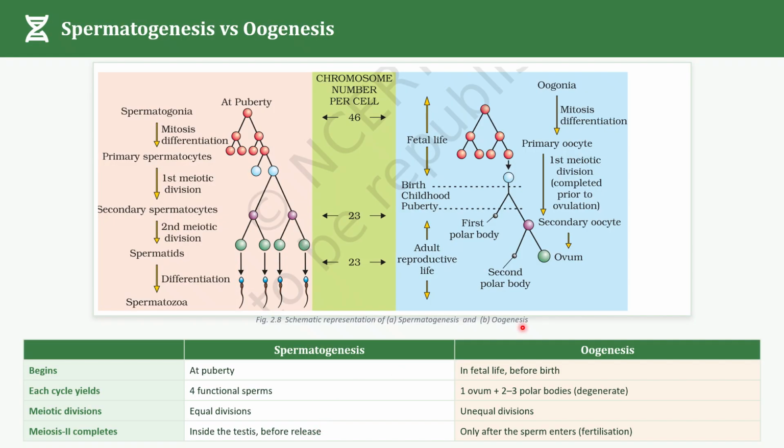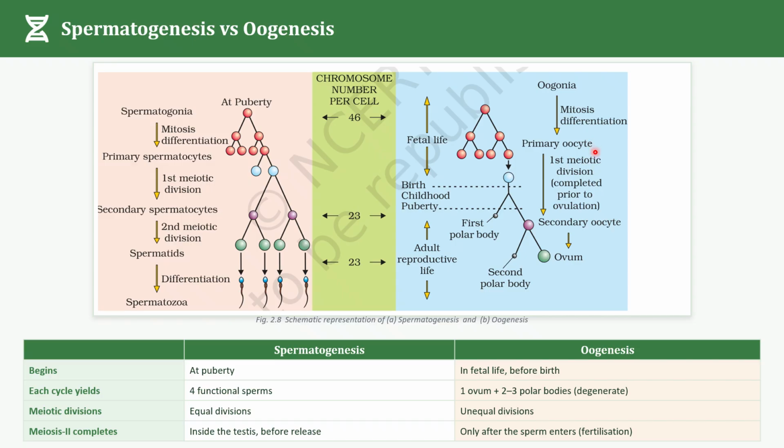So let's start with oogenesis here, children. Formation of the ovum. Oogenesis occurs in the ovaries and begins during the fetal life, that is before the birth of a female. In the first step, the oogonia, that is 2n equal to 46, multiply by mitosis during the fetal life and become the primary oocyte, which remains arrested in prophase 1 until puberty.